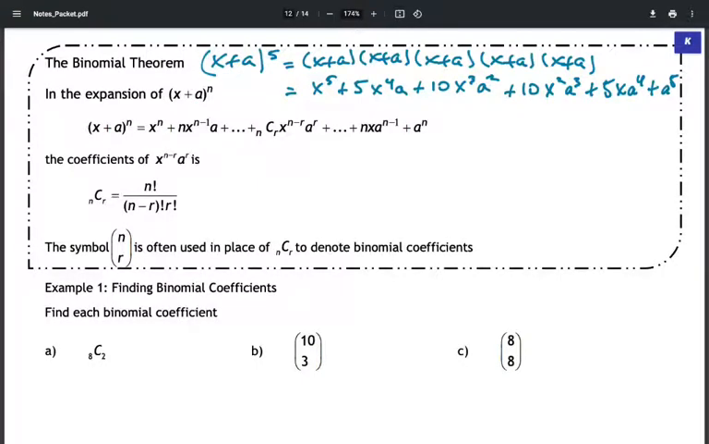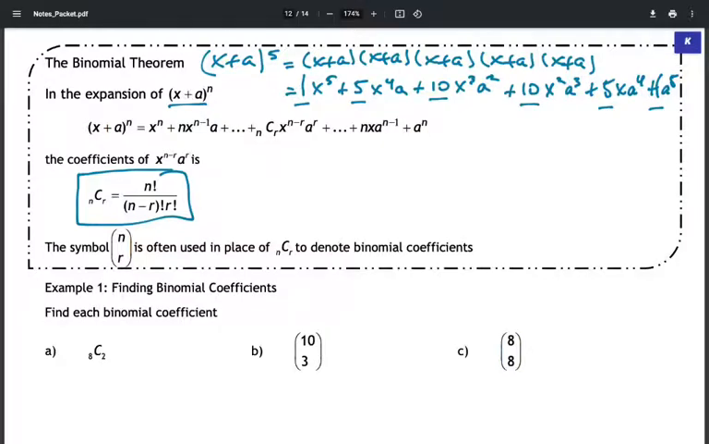Okay, so on this next little part, the binomial theorem, it's saying if you want to expand something like this, you can always use this right here to figure out what your coefficients are. Like this coefficient is 1, that one's 5, 10, 10, 5, and 1. So you can use this, it's called a combination in geometry.